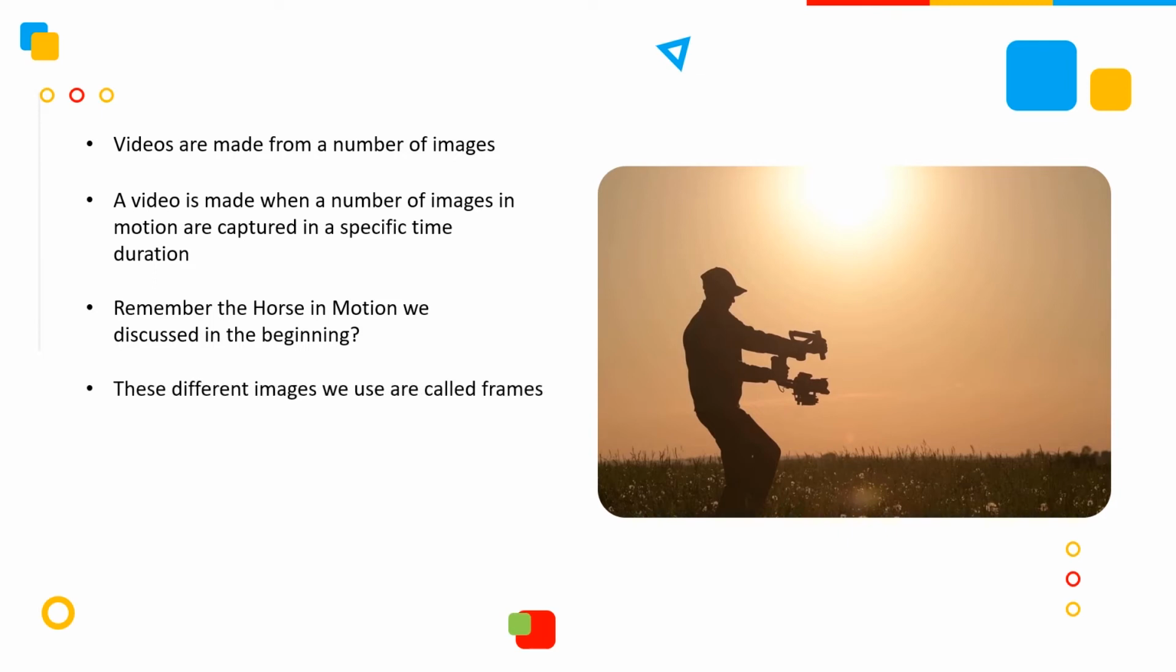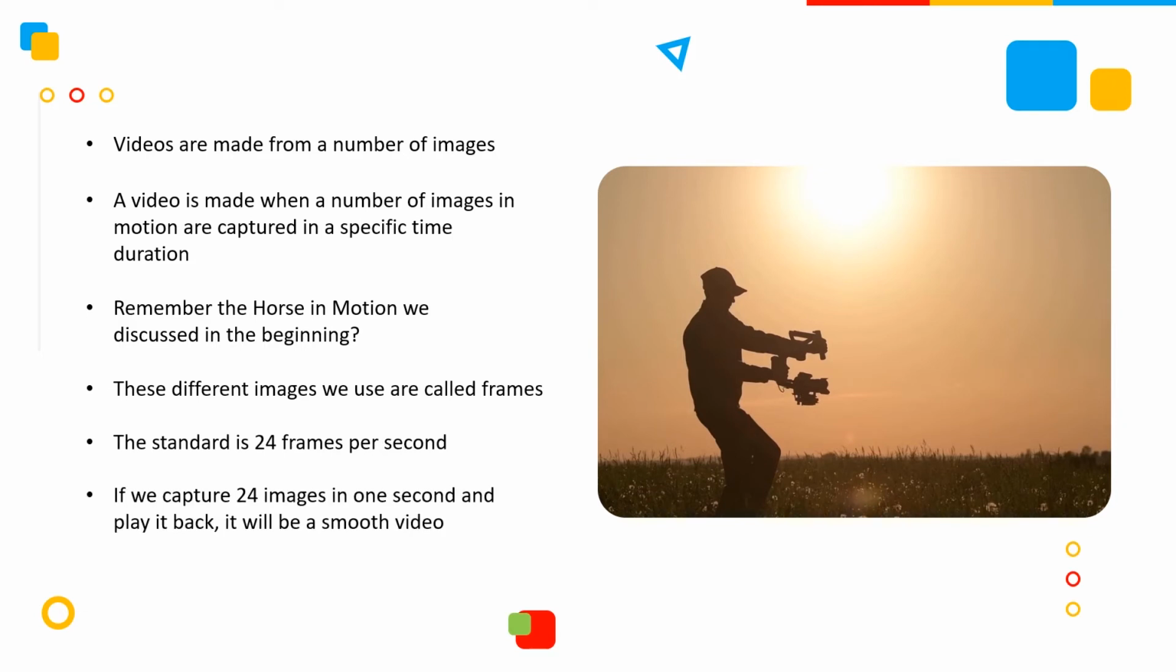The different images we use to make a video are called frames. The standard is 24 frames per second because our human eye is comfortable with 24 frames per second. It gives us that natural blur that our eyes are used to. And if we don't see the blur in motion, then it looks fake or doctored. News broadcasters use 30 frames per second because they do not want to present the cinematic appearance.